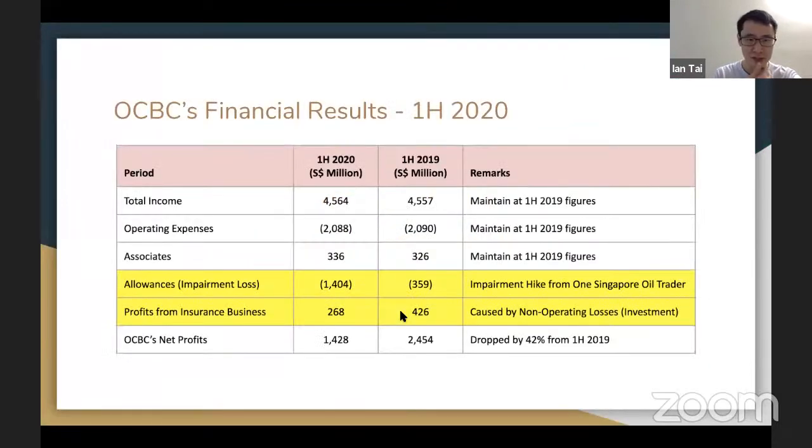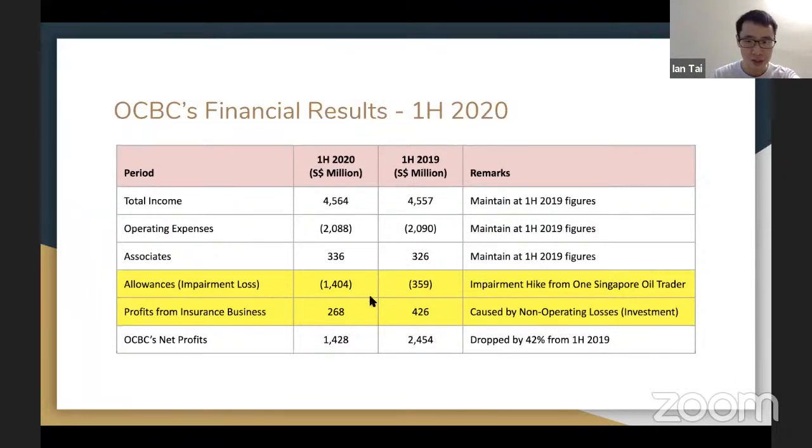So as you can see, these are the financial results for first half 2020 for OCBC Bank. This is first half 2019, and this is first half 2020. So the total income, you can compare 4.5 billion, 4.6 billion. Actually, it's both 4.6 billion. So it's kind of maintained. So it is okay. Operating expenses, yes, maintained. That's okay. Associates, mainly from Bank of Ningbo, it's kind of maintained. So these three figures are okay.